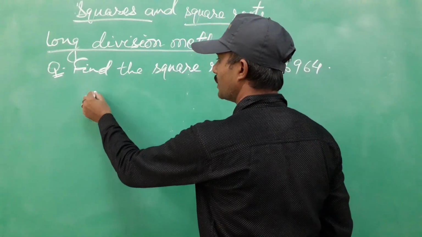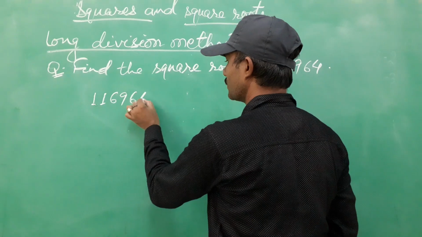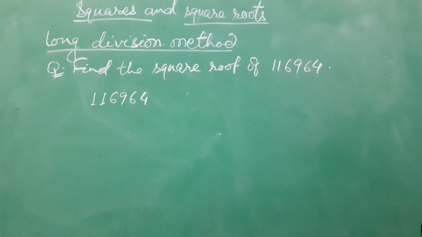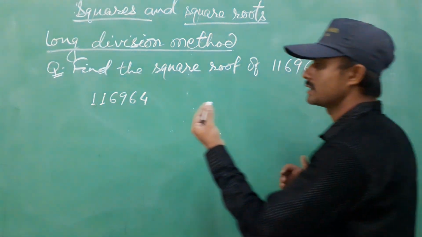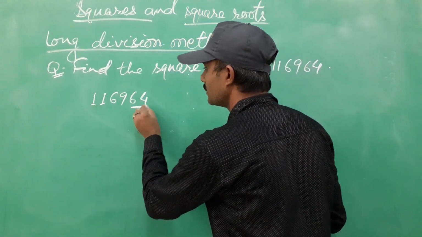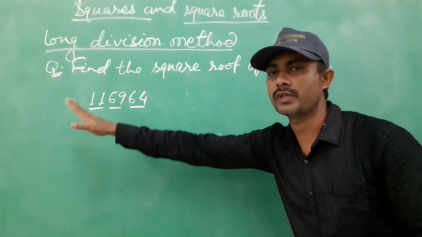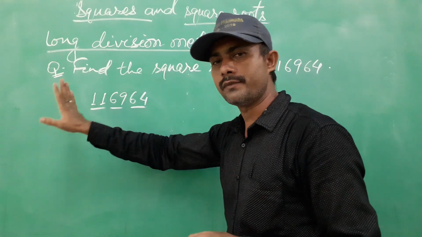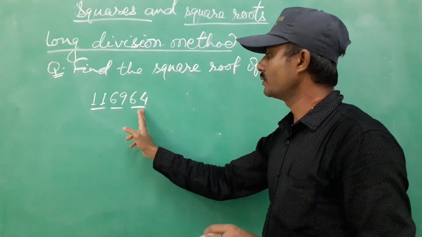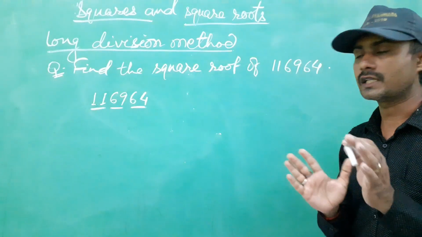First we will write the number 116964, and in the first step start pairing the digits from the end, from the last. It is one pair, then again one pair, then this is the last pair. From the last you have to pair the digits. If you get only one number here, leave it as single. So here we have one double, the next double, again a double. So start pairing the digits.